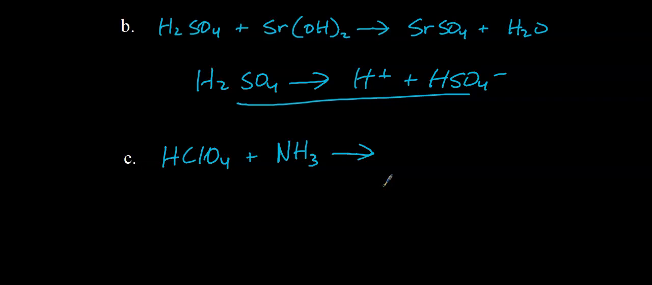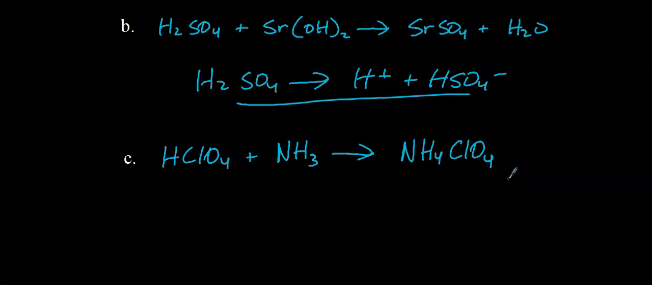If you remember from Chem 1, a Bronsted-Lowry acid is a proton donor, and a base is a proton acceptor. So what's going to happen here is the perchloric acid is going to donate its hydrogen ion to NH3, and that's going to make NH4+, and then the HClO4 is going to lose an H+ to turn into ClO4-. So here's what we end up with. So you do not end up with water this time.